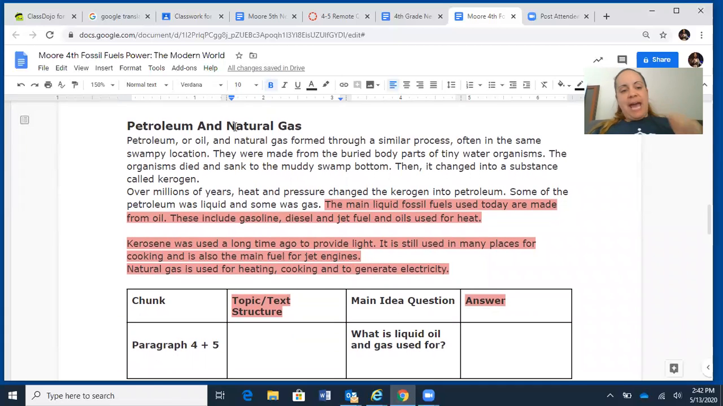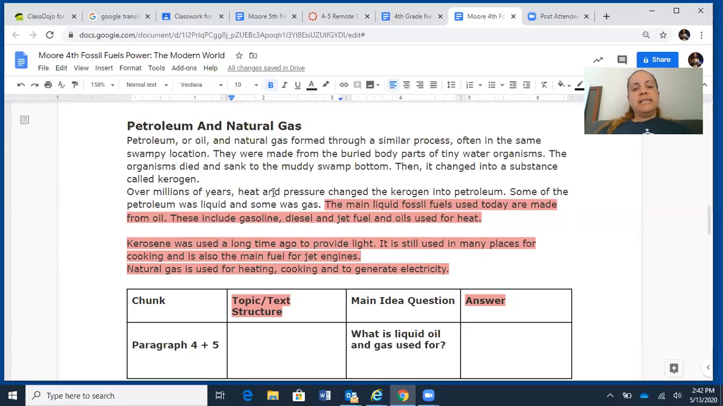Petroleum and natural gas. That's a funny word, petroleum. But petroleum is actually what you call the gas that you put into your car. Petroleum is the gas that's in your car. All right, petroleum or oil and natural gas formed through a similar process, often in the same swampy location. They were made from the buried body parts of tiny water organisms. The organisms died and sank to the muddy swamp bottom. Then it changed into a substance called kerogen.